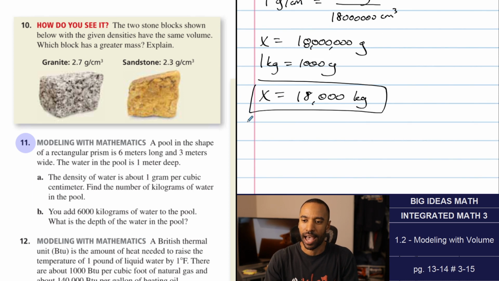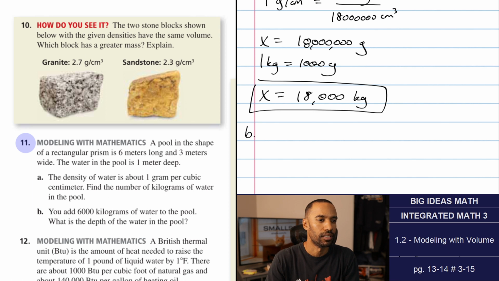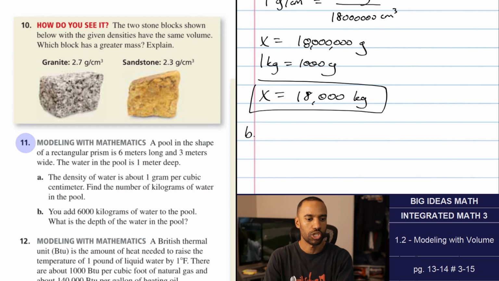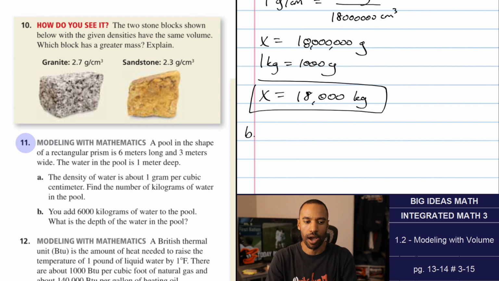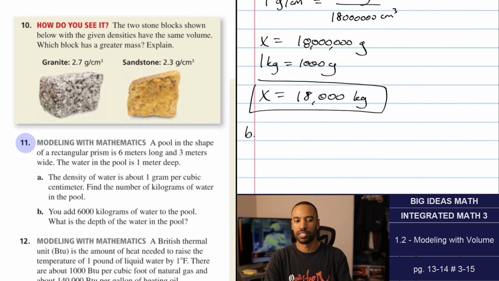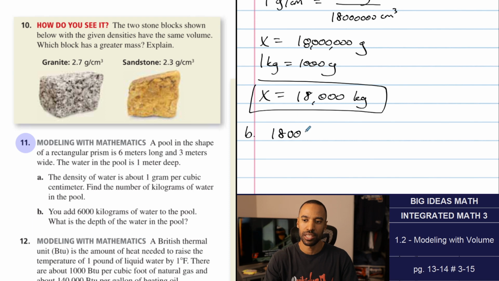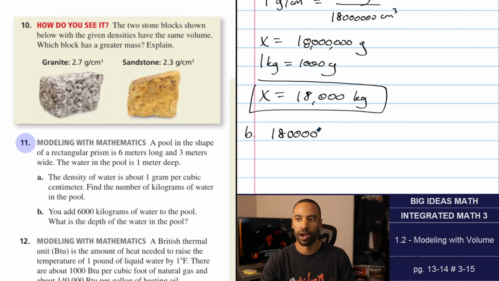Part B then asks, you add 6,000 kilograms of water to the pool. What is the depth of the water in the pool? So now I don't know what units we're using. Meters? I guess we have to go back to meters. We might have to rewind everything from there. So you add 6,000 kilograms to the 18,000.